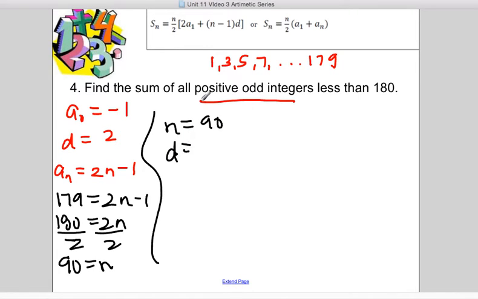D, what does D equal? We're going up by 2 every time. And I think I know my A sub n this time. What is my last term? 179. And my first term is 1.